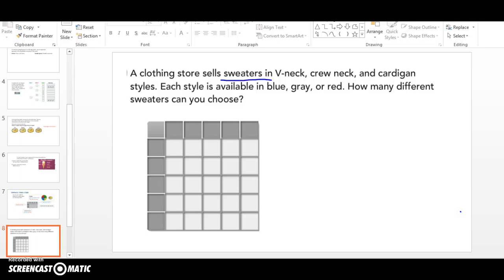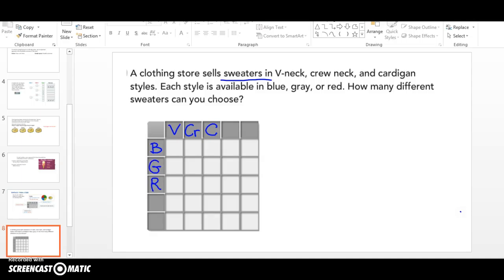types of sweaters. So I can buy a V-neck. I can buy a crew neck, which I'm going to put CR. Or I could buy a cardigan. Okay? And within those, I can buy all of those in different colors. So my different colors are blue, gray, and red. So I can buy it in blue, gray, or red.